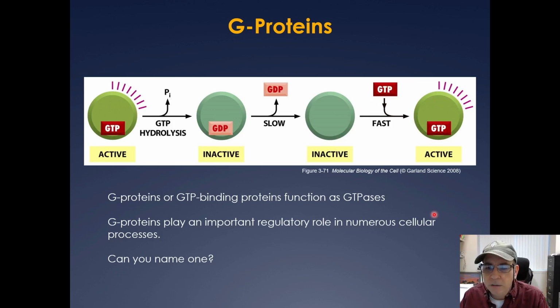So G proteins have a huge important regulatory role in numerous cellular processes, in cell signaling. They're also involved in translational regulation. We'll see an example in a second. G proteins are also involved in vesicle formation in the secretory pathway, as well as vesicle fusion in the secretory pathway. So once again, we'll see them over and over again, so you guys should really know how G proteins function.